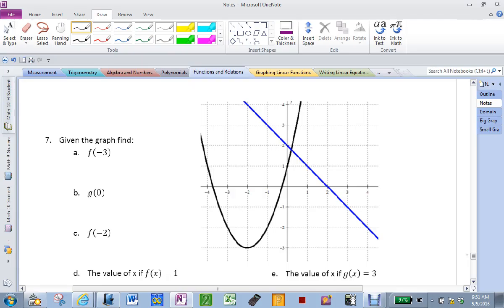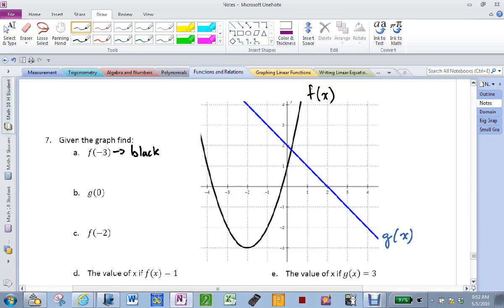The algebra. Okay? So, I'm going to make the black one f of x, and the blue one is g of x. The first question says find f of negative 3. So, am I looking at the black line or the blue line? The black line. Why? Because that's the f one. You guys don't have colors on your piece of paper, so you've got it named though.